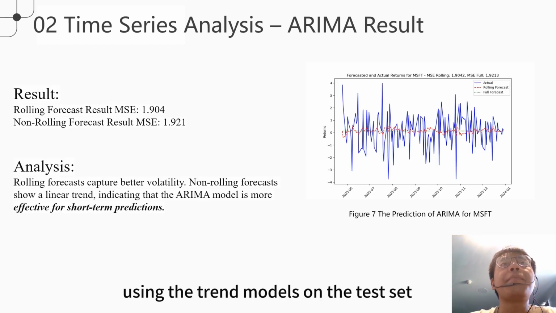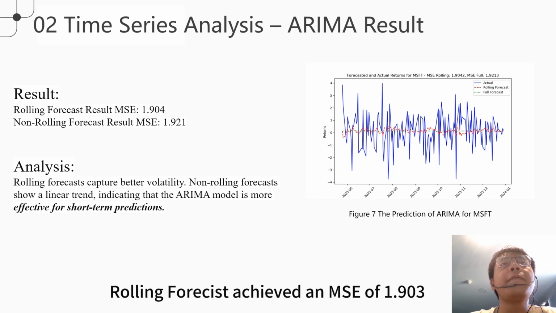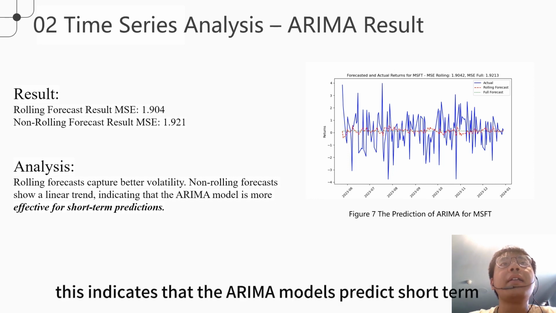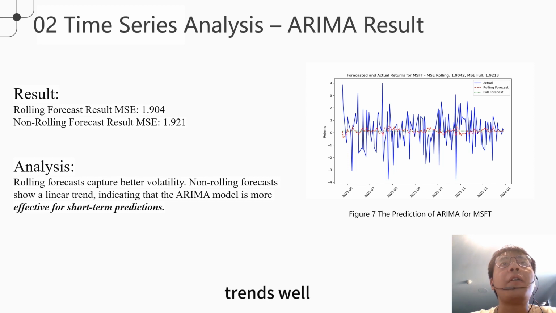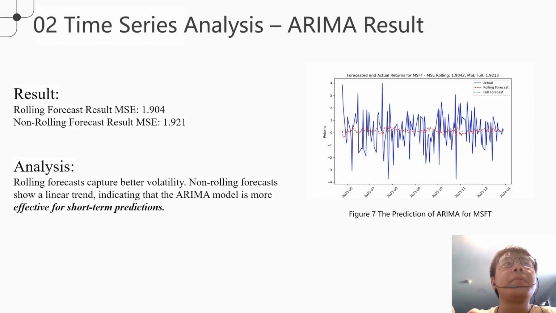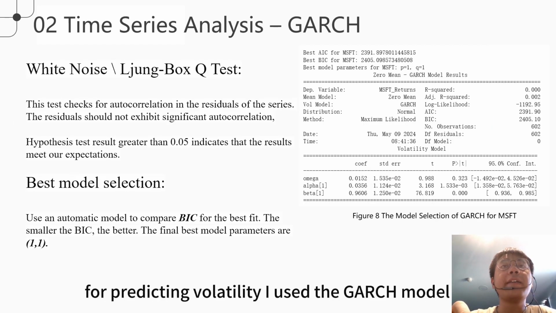Using the trained model on the test set, rolling forecast achieved an MSE of 1.903, outperforming non-rolling forecast. This indicates that the ARIMA model predicts short-term trends well, but its long-term predictions are less reliable. For predicting volatility, I used the GARCH model.